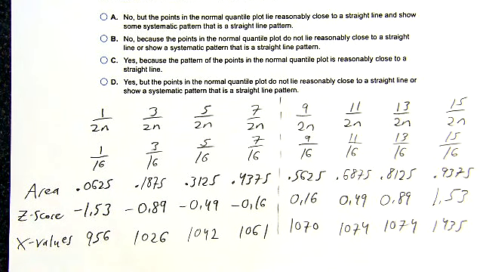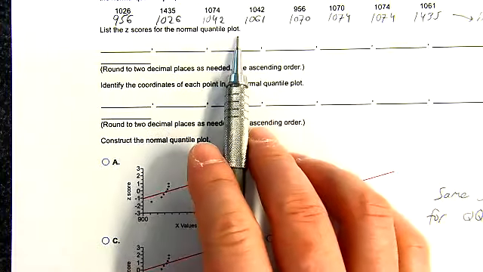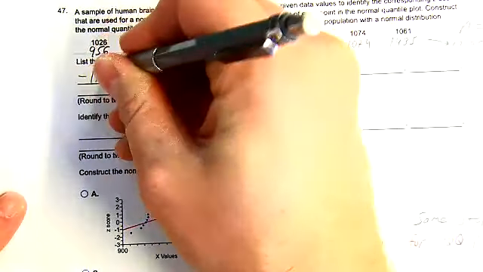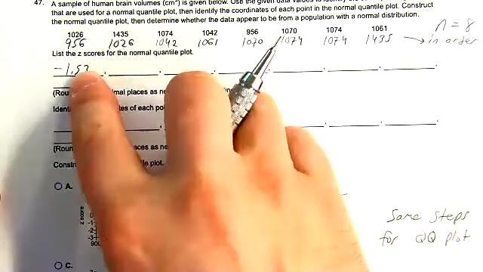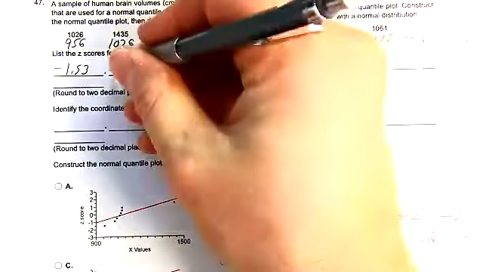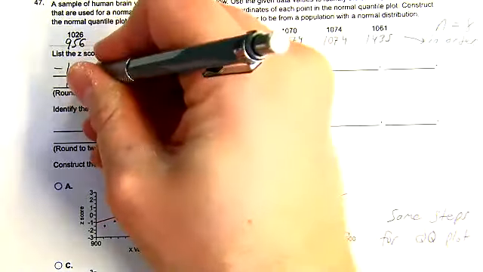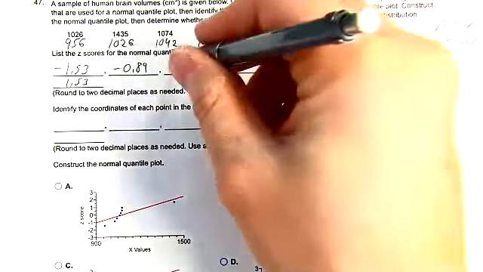Okay. Then it says, list the z-scores for the normal quantile plot. That's just these 8 z-scores we wrote. So you would just type these in up here. Minus 1 point, I'm not going to write them all, but just to show you the pattern so you can see it later. Minus 1.53, negative 0.89. Your last one's 1.53. Your second to last one's positive 0.89. And then the rest go in here.